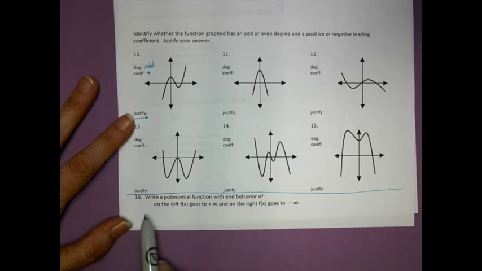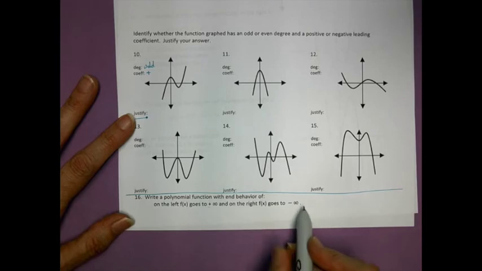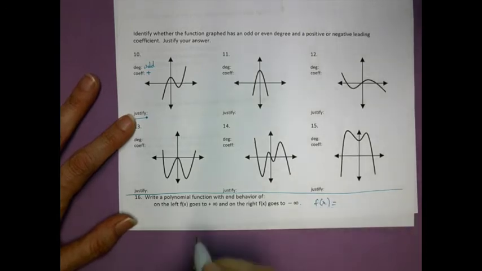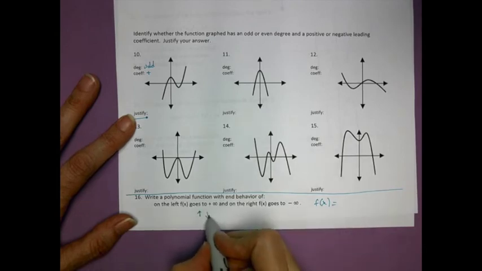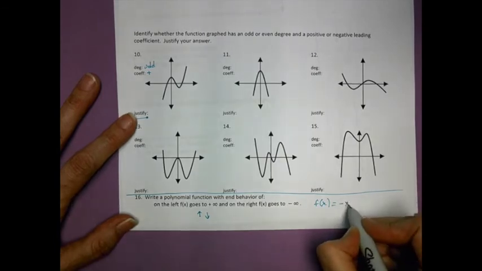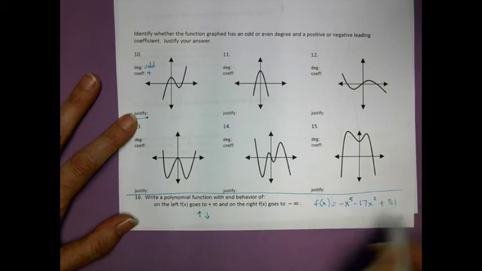It says write a polynomial function with end behavior of, on the left, f of x goes to positive infinity, and on the right, f of x goes to negative infinity. So I see the end behavior is different. I need to write an odd function. On the left, I want it to be going up, and on the right, I want it to be going down. So I need a negative odd. So you can have it be any negative odd you want. So negative x to the 5th minus 17x squared plus 81, whatever numbers you want to pick.